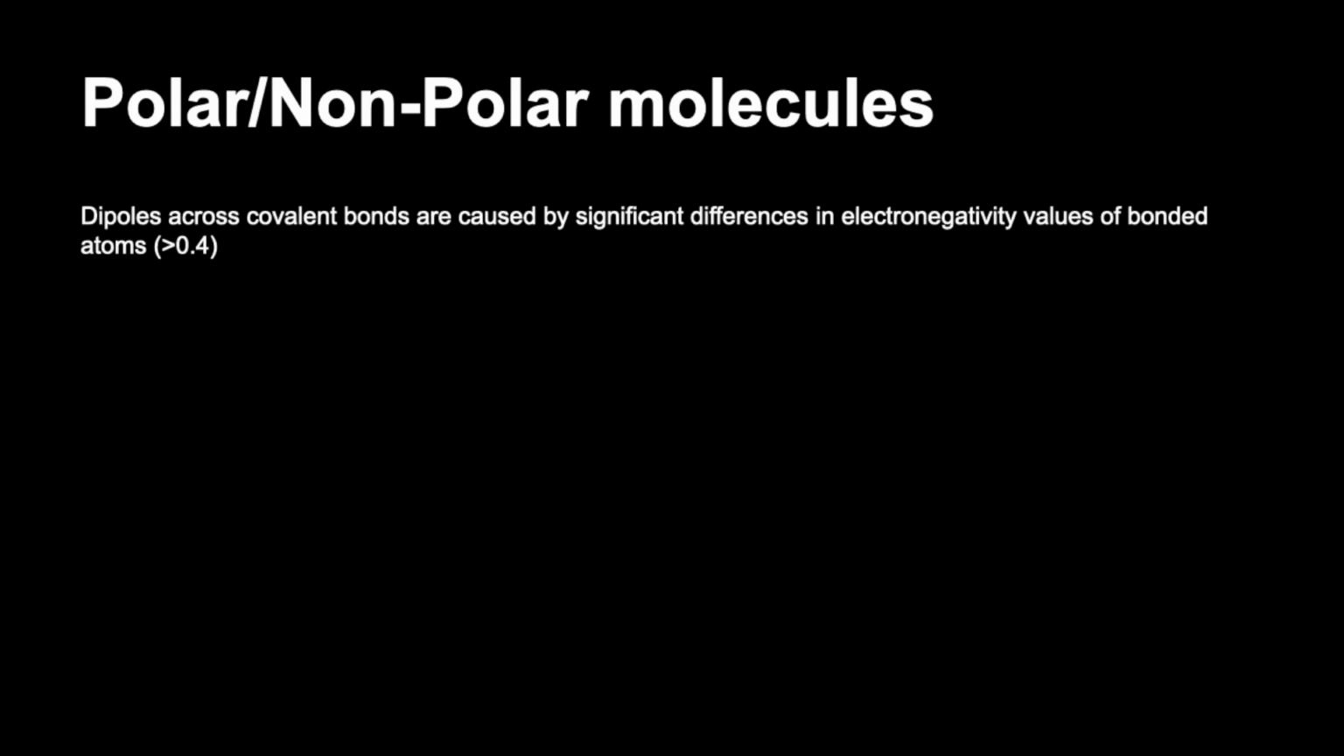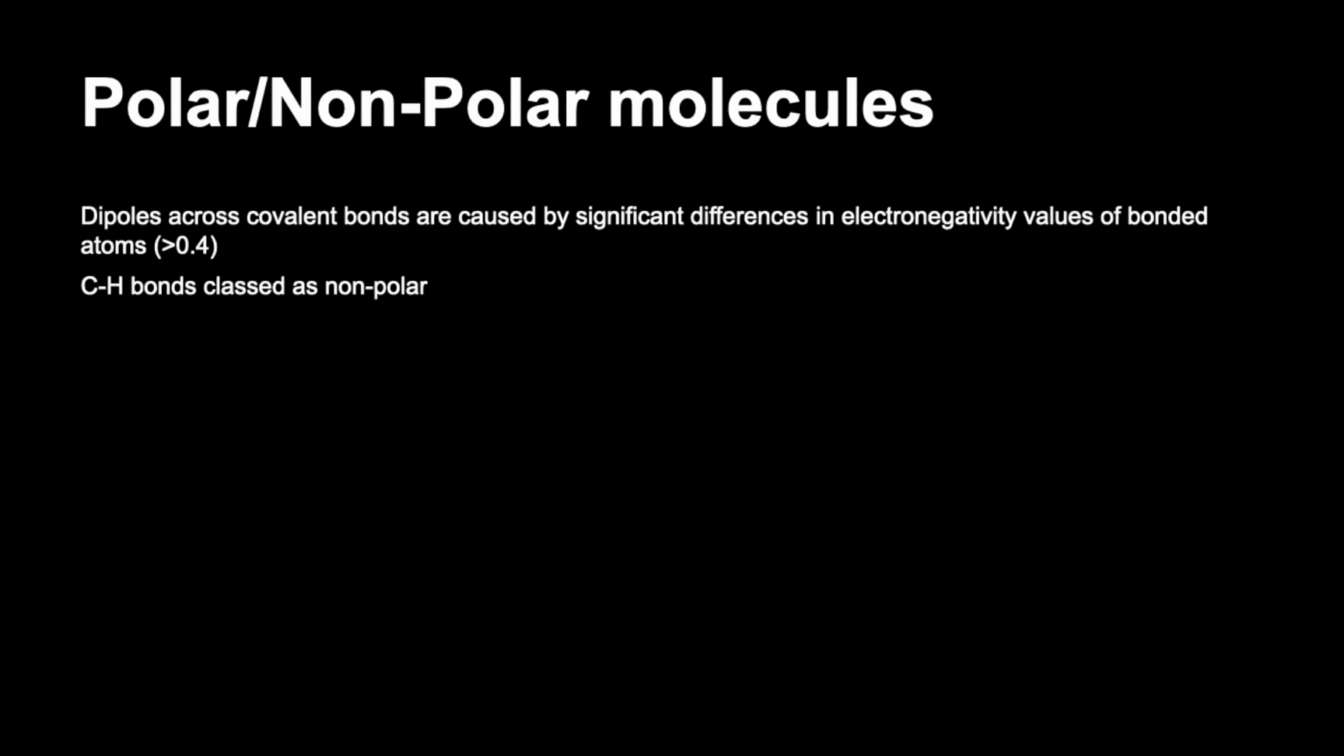Next topic we'll take a look at is polar and non-polar molecules. So the first thing we need to talk about is what causes dipoles in covalent bonds. So they're caused by a significant difference in electronegativity values of those bonded atoms. So typically anything greater than 0.4 of a difference will mean that the bond is polar. The only bond that you need to class as non-polar that has different atoms in is the CH bond, and that's because the difference is 0.4. So that's not significant. So the CH bond, even though it's different atoms, is classed as a non-polar covalent bond.